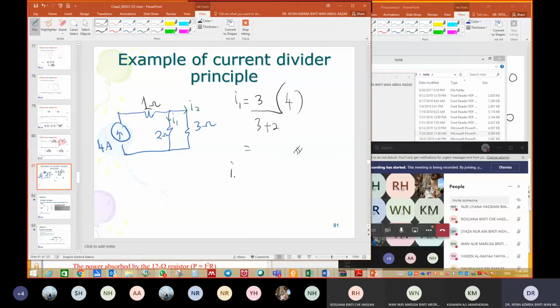How about I2? I2 is equal to 2, the resistor that is connected in parallel with this path, divided by 2 plus 3, multiplied by the current that is supplied to this parallel circuit, which is 4. And you get the answer. Any question?